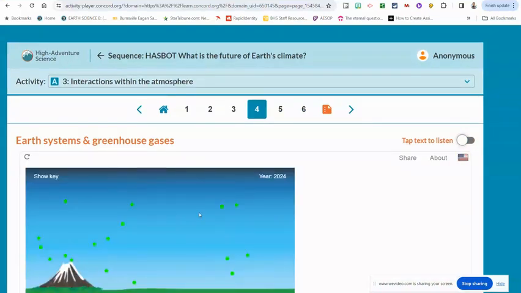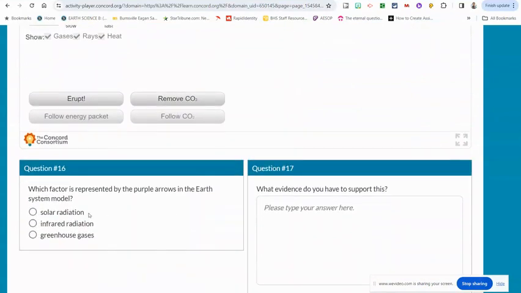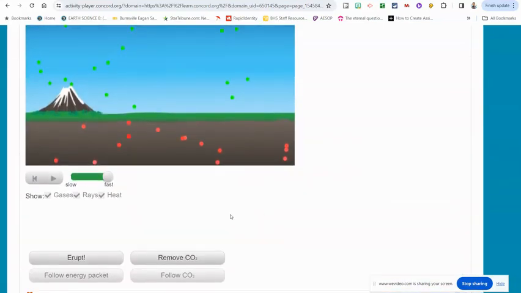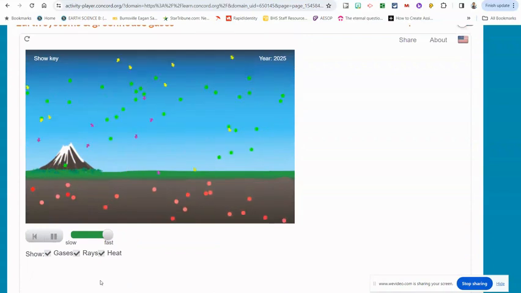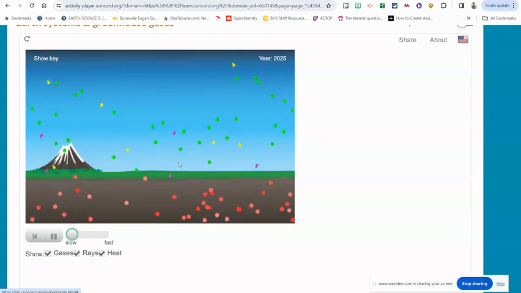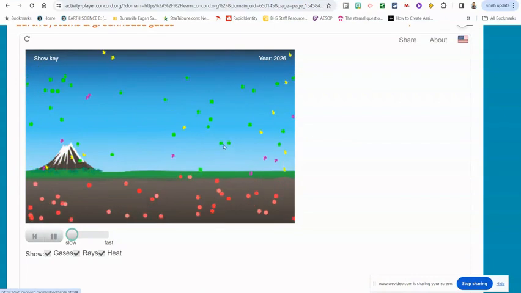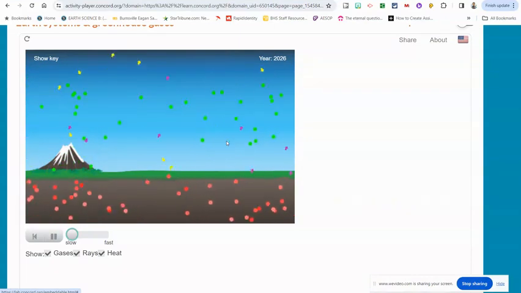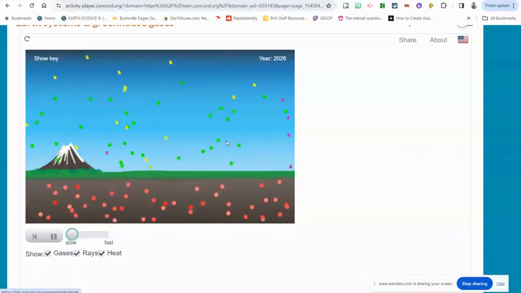We're back to the Earth systems and greenhouse gases model again, and this one just asks you what factors are represented by the purple arrows and what evidence do you have. So once again, the purple arrows, I'll slow it down. The purple arrows represent the infrared energy, and what evidence you would have from that would be that the purple arrows originate from the heat in the ground being re-emitted, and we know that energy released as heat, the electromagnetic spectrum form of energy, is infrared energy.